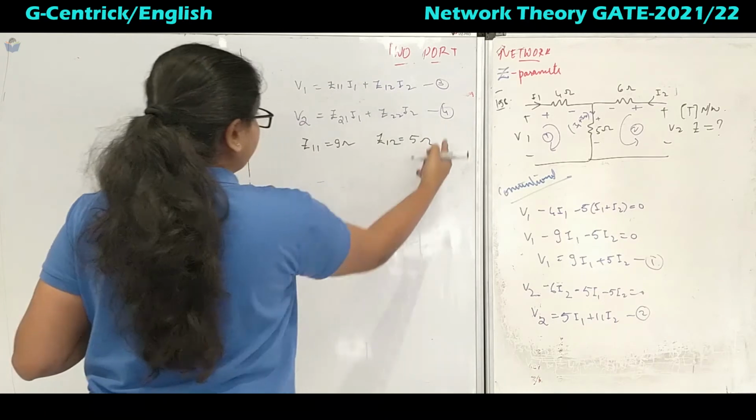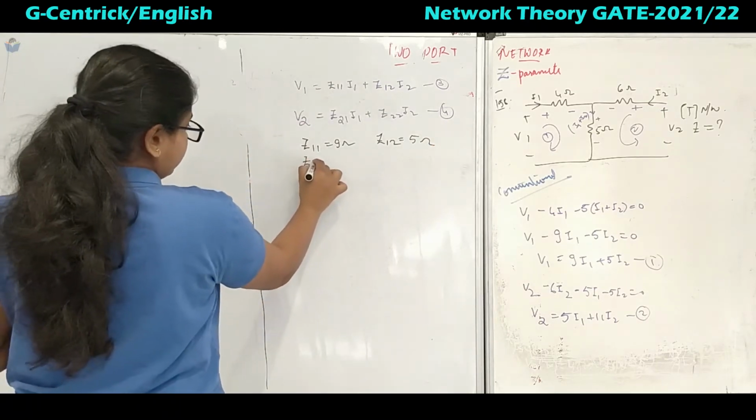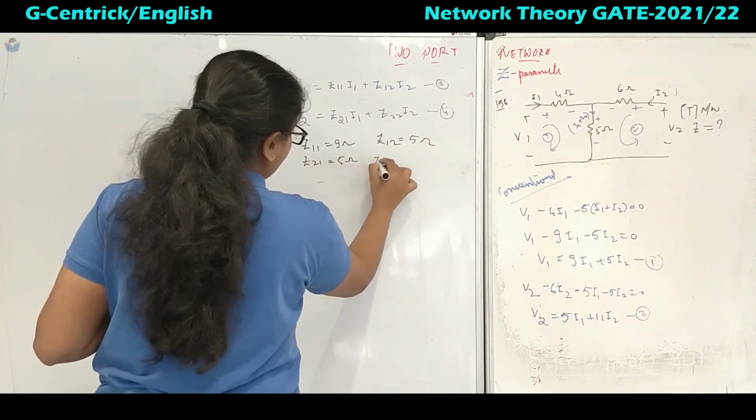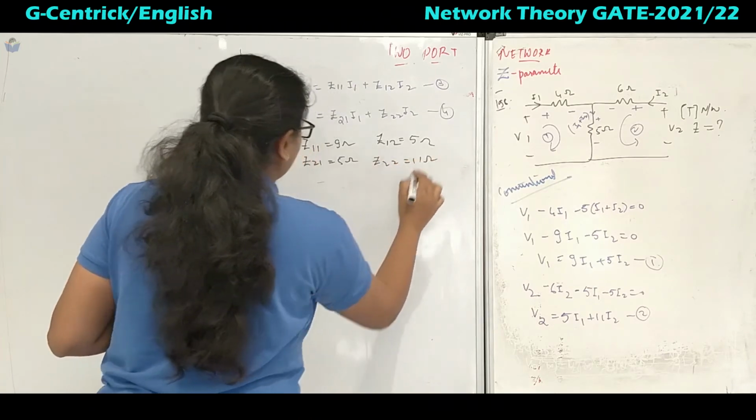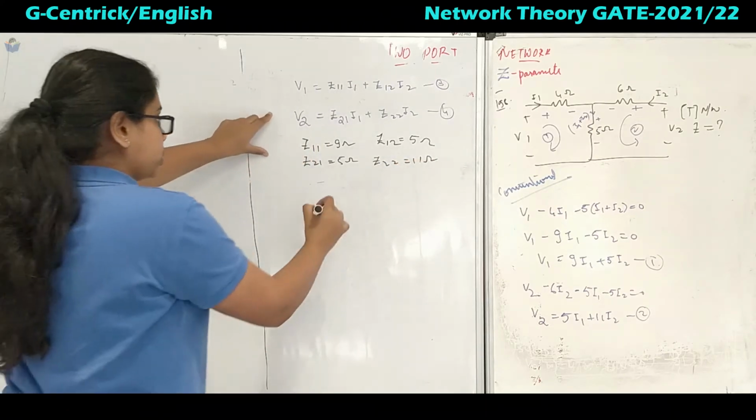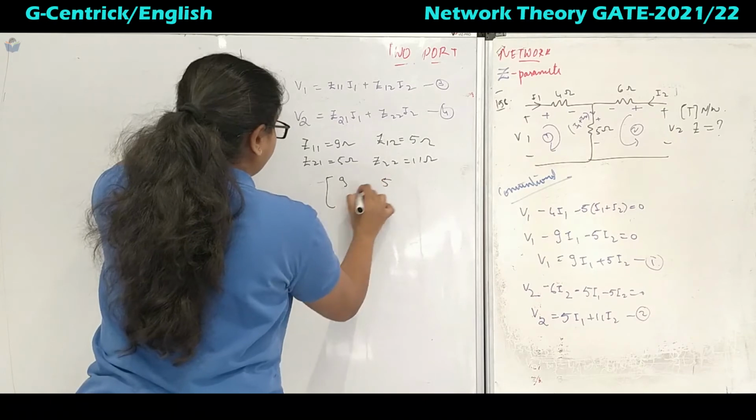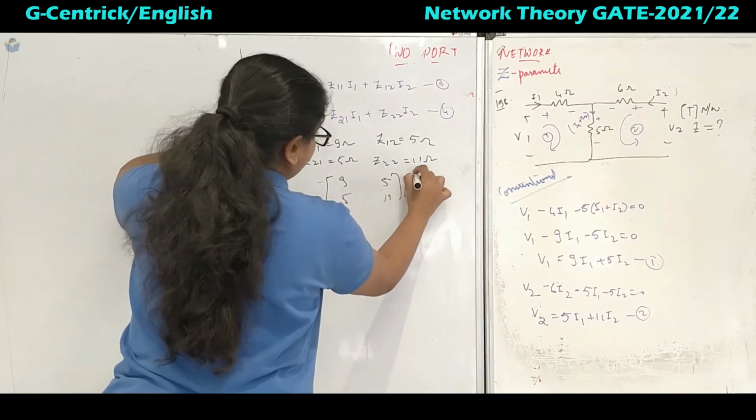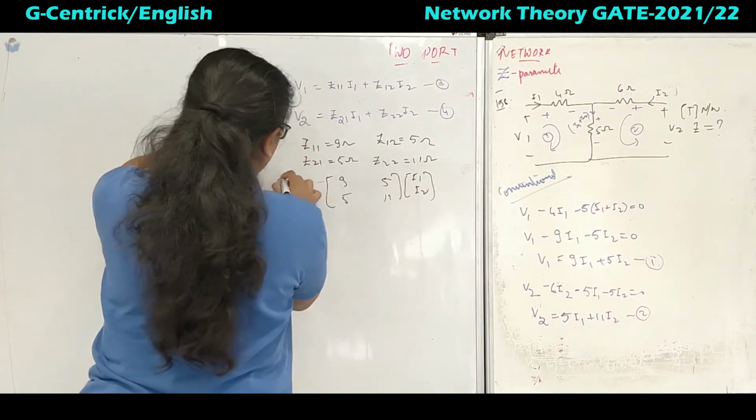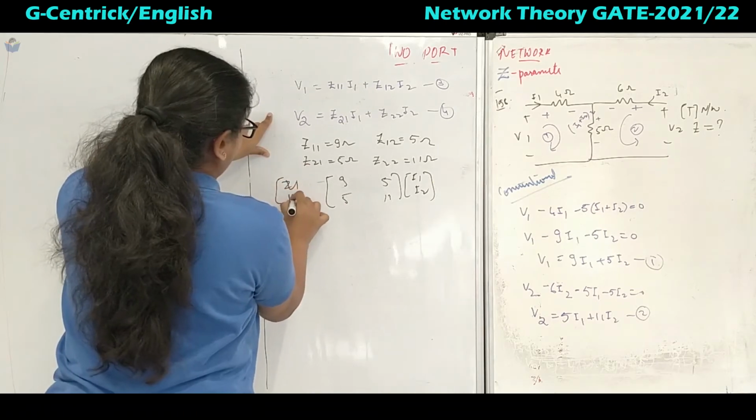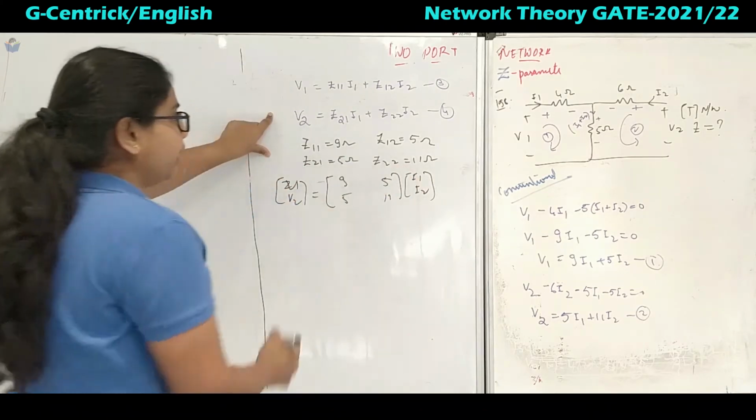Compare equation 2 with equation 4. Z21 again you will get 5 ohms, and Z22 you will get as 11 ohms. So when you arrange, this is nothing but 9, 5, 5 and 11. Here you will have I1, I2, here it is V1, V2, and this is the Z parameter.